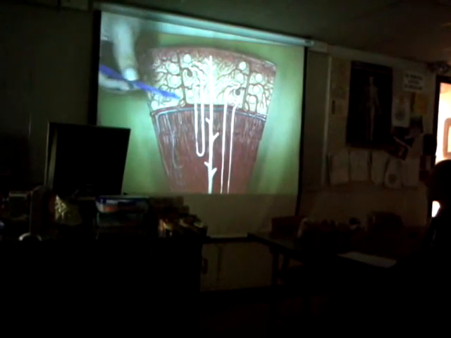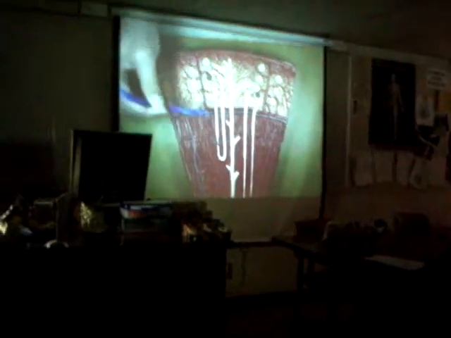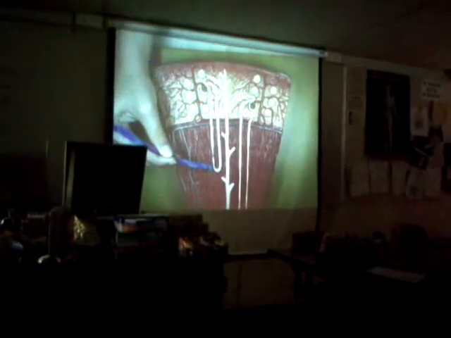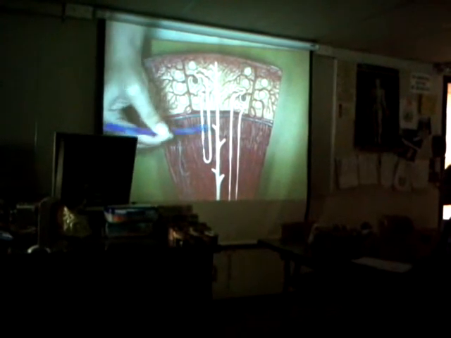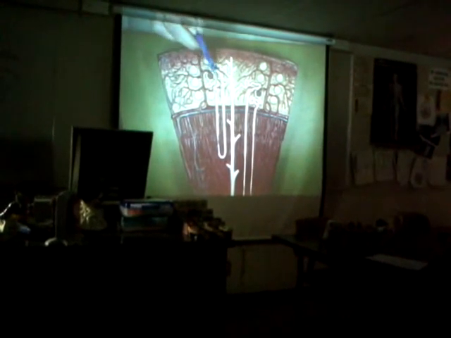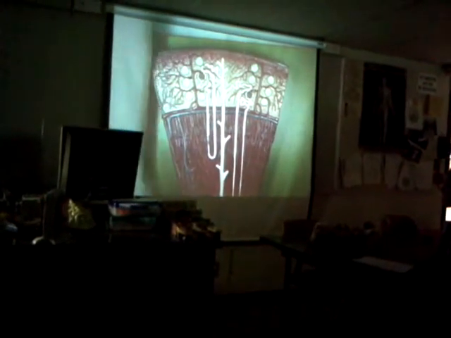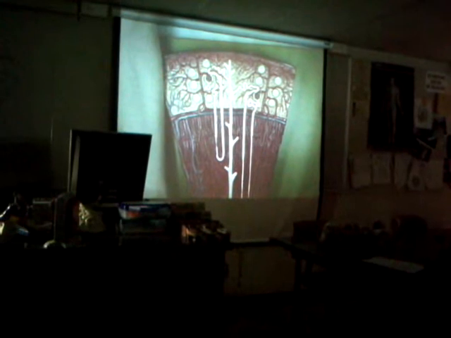So on a big scheme here, we have our proximal convoluted tubule to our descending limb and our ascending limb, which make our nephron loop, or the loop of Henle. Okay? Then you have your distal convoluted tubule to our collecting duct, and then that leads, at the end of our pyramid, we have our papillary duct.